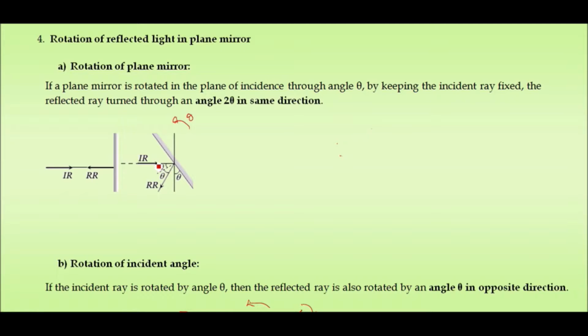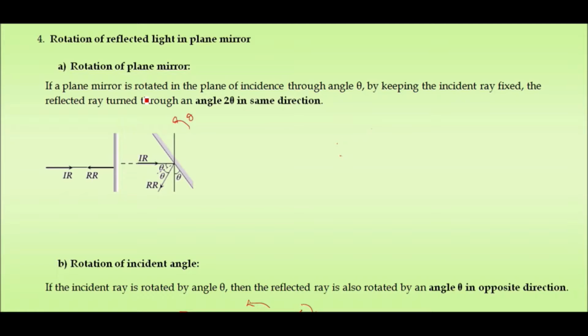So now the incident light ray is making an angle theta with the normal. Clearly the reflected light ray is also making angle theta, and in this scenario the reflected light ray is shifted from angle 0 degrees to angle 2 theta. So clearly the reflected light ray is rotated through an angle 2 theta in the same direction. So all this is written here.